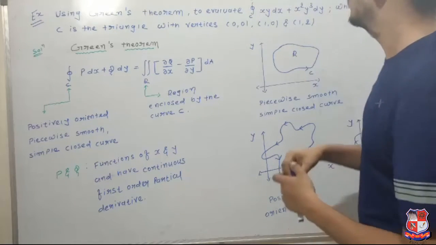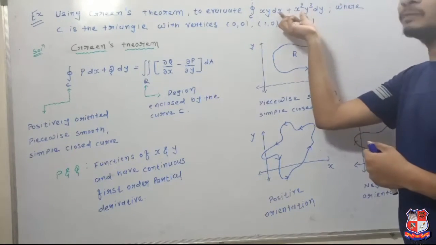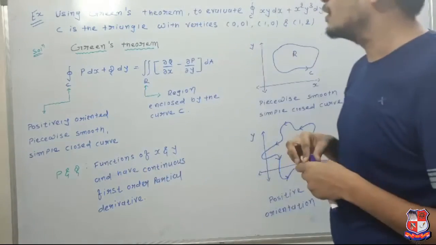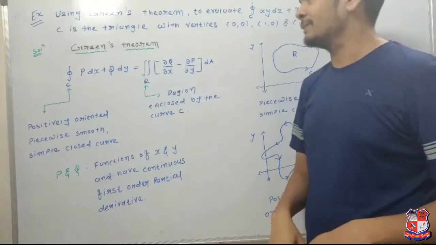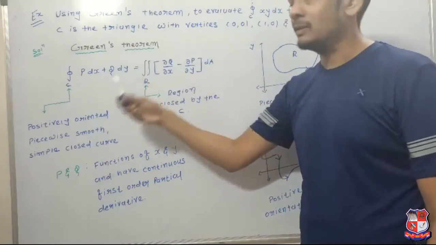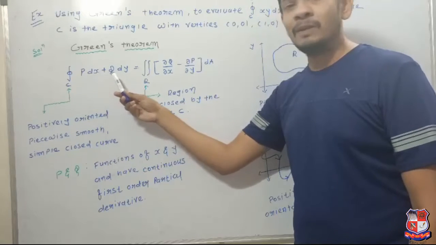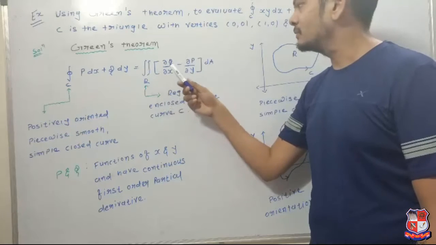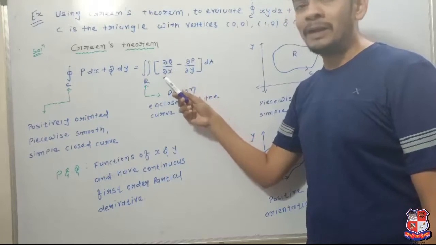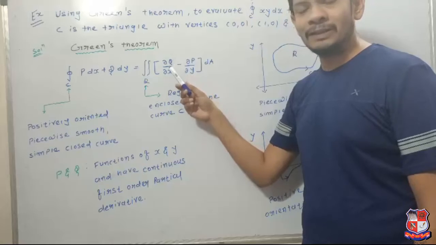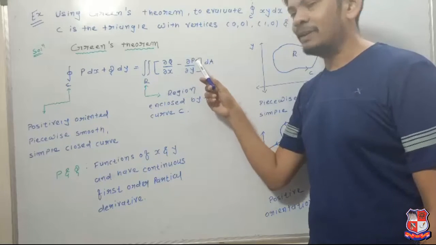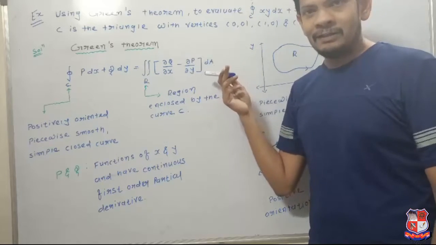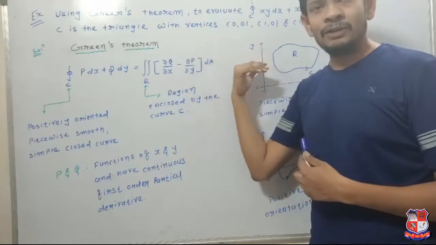So we need to find this integral by using Green's theorem. So first question is, what is Green's theorem? Green's theorem is the integral of P dx plus Q dy is equal to the double integral over the region R of del Q by del x, the partial derivative of Q with respect to x, minus the partial derivative of P with respect to y, dA. dA means the order of integration. We can use dx dy as well as dy dx.